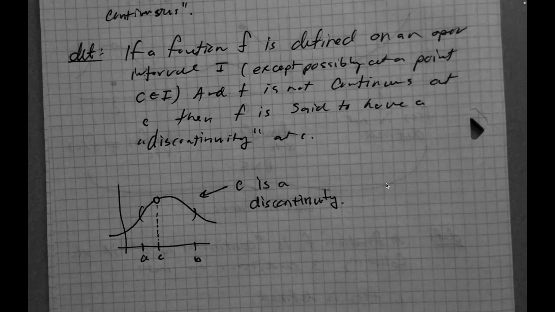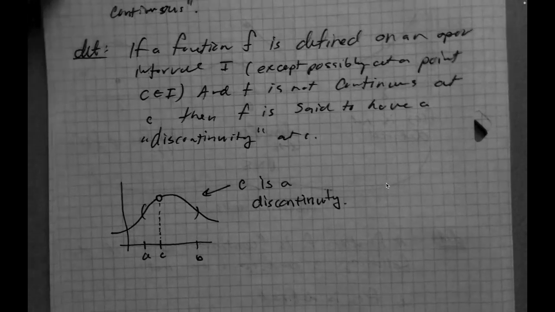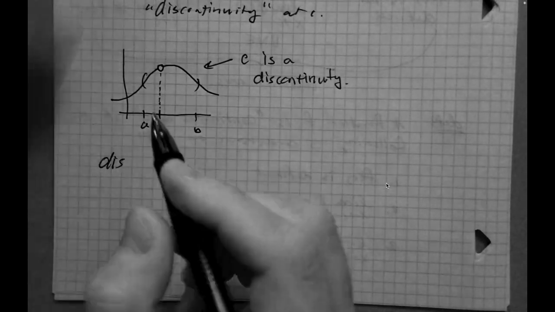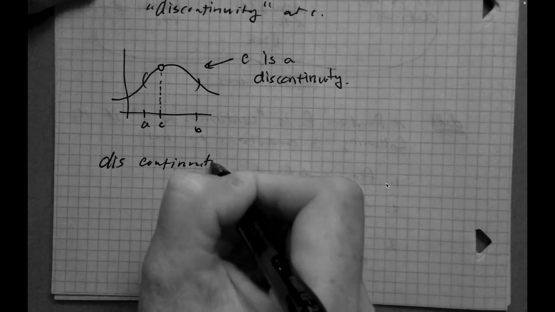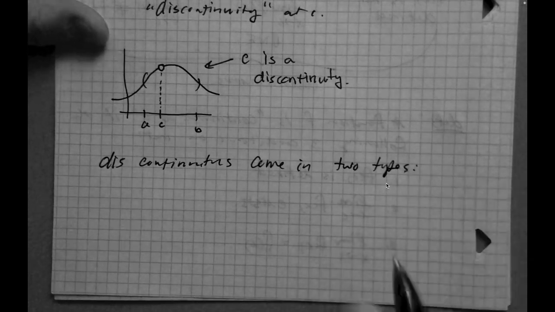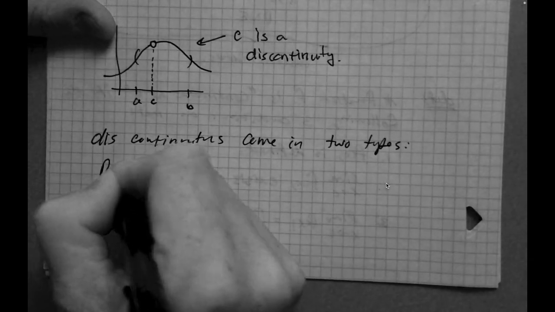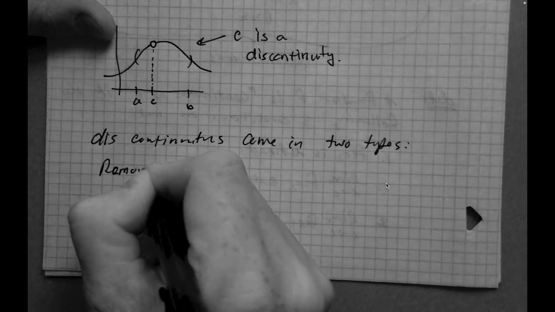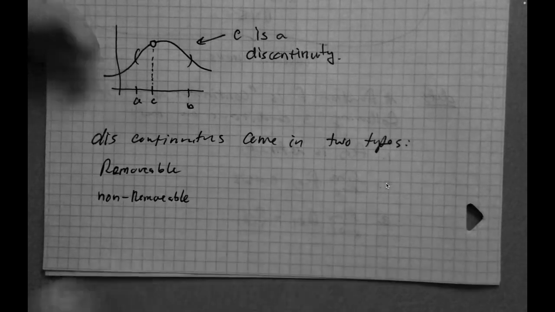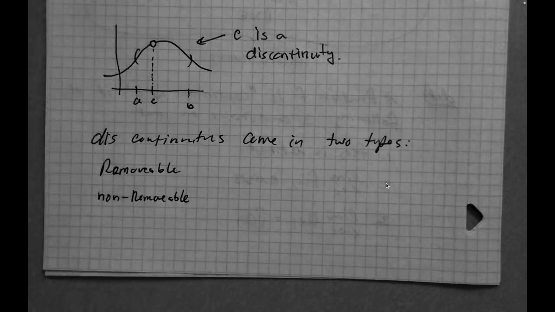Basically all those little holes, places where you don't have continuity, have what's called a discontinuity. And discontinuities come in two types. You've got what's called removable and non-removable. So removable and non-removable.